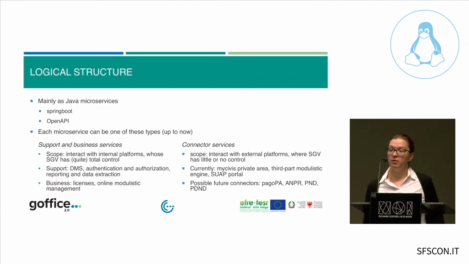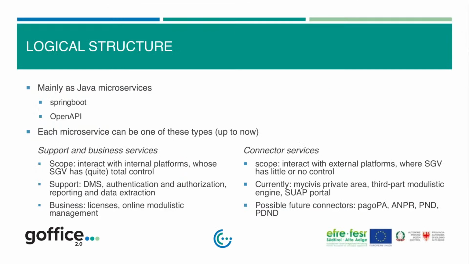The main structure of GovIS 2 is Java microservices. We decided to use Java microservices with Spring Boot and OpenAPI REST API. And each microservice can be one of these two types, support and business services or connector services.